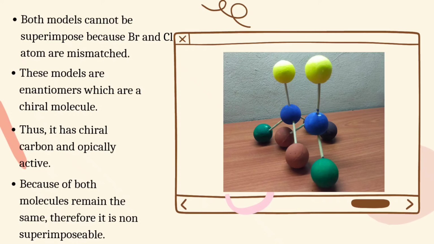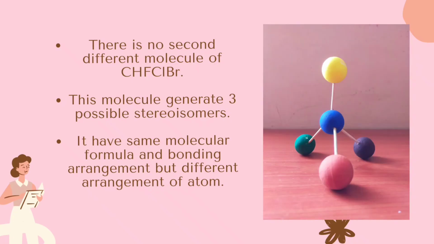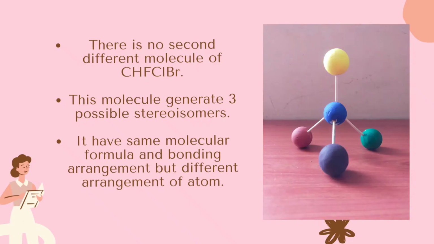The models are enantiomers, which are chiral molecules. They have a chiral carbon and are optically active. These two molecules remain the same, therefore, it is non-superimposable. There is no second different molecule of normal chlorofluoromethane because this molecule can generate three possible stereoisomers. It has the same molecular formula and the same bonding arrangement but a different arrangement of atoms.